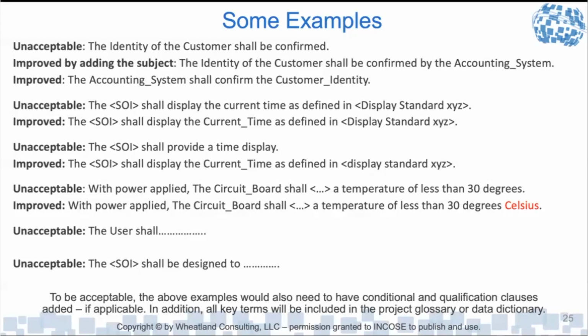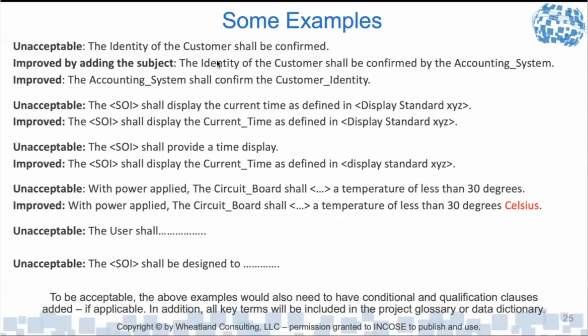And like I say, for all these examples, I'm focusing on a specific rule. So the condition and qualification clauses would have to be added and all the key terms included in the project dictionary. I learned a good way to identify passive voice. If you can add "by zombies" at the end of the phrase and make sense, then the sentence is passive.